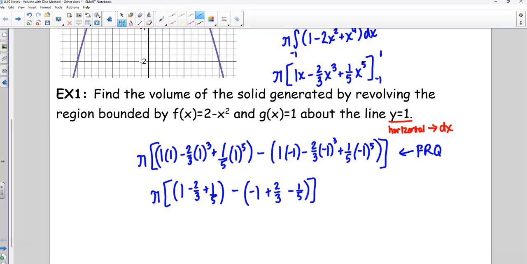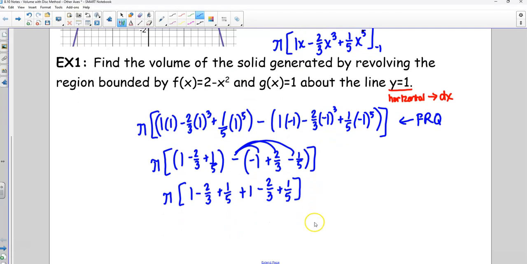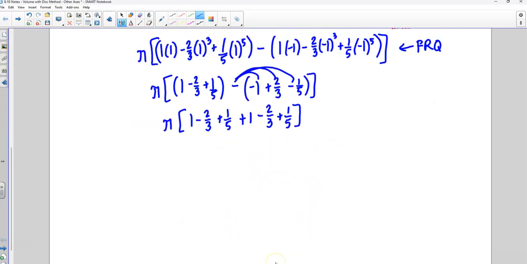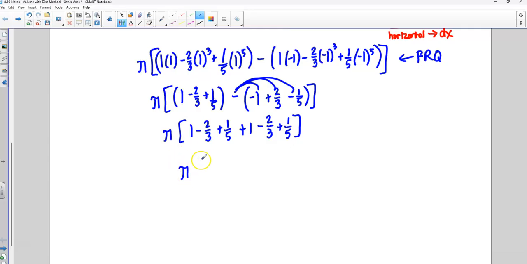Rather than getting all common denominators or simplifying here, I'd probably distribute my negative here and see if anything cancels, because that would make it easier to combine. So I've got 1 minus 2/3 plus 1/5 plus 1 minus 2/3 plus 1/5. And nothing cancels, but I'm going to put some stuff together. So the 1s put together will give me 2. I'll get 4 minus 4/3 plus 2/5.